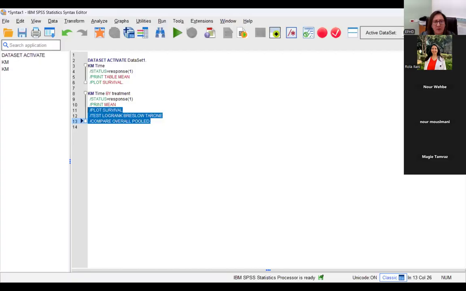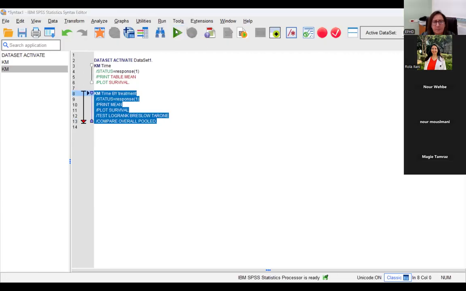Okay, so the syntax now, I have the command for the Kaplan-Meier by treatment. I can run it. Okay, so what do I have? This is our first time to see SPSS showing codes like this, DATASET ACTIVATE. But it's okay.